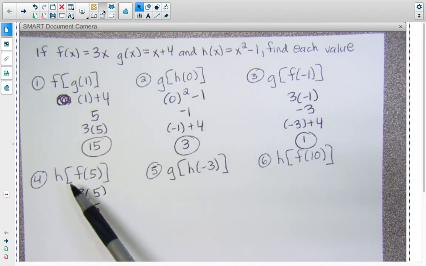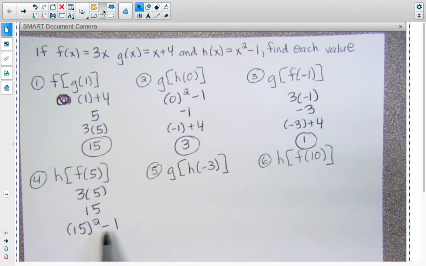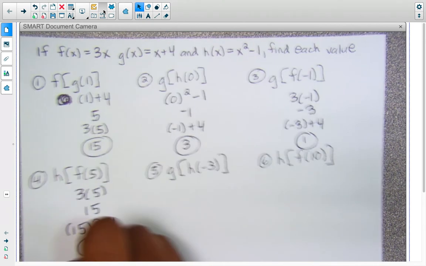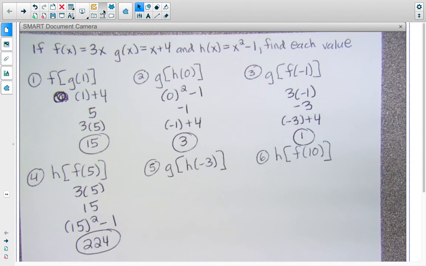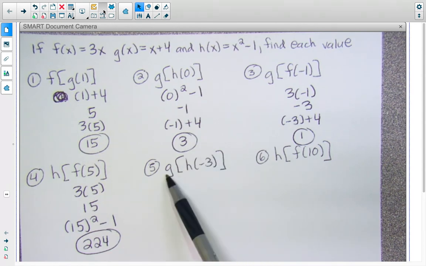Now take 15 and substitute it into h. So it's going to be 15 squared minus 1. Calculator or mental math, we should get 224. Okay. A couple more that we'll take a look at. g of h of -3. Take -3, substitute it into h, and then take that number and substitute it into g.